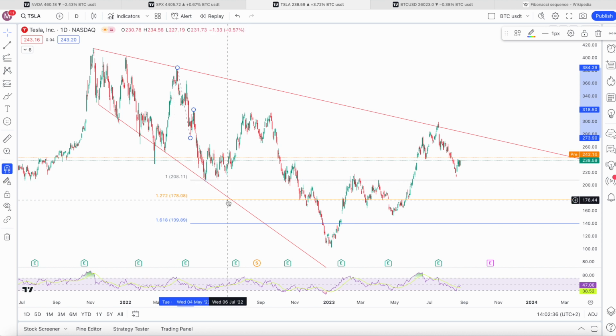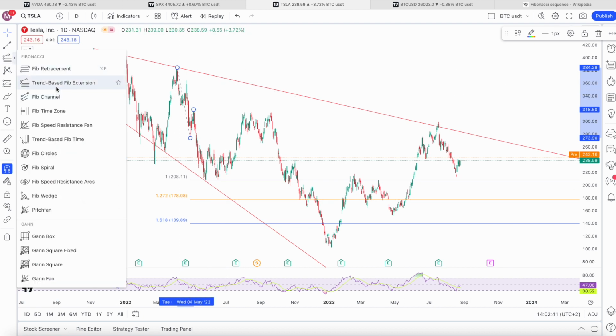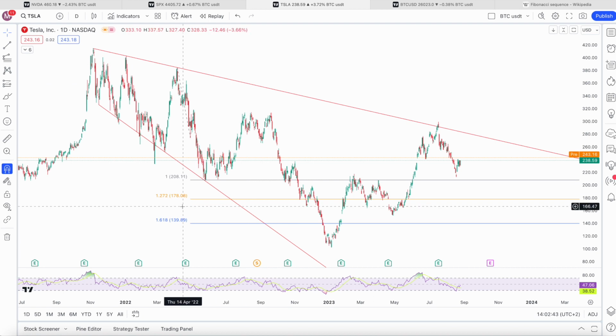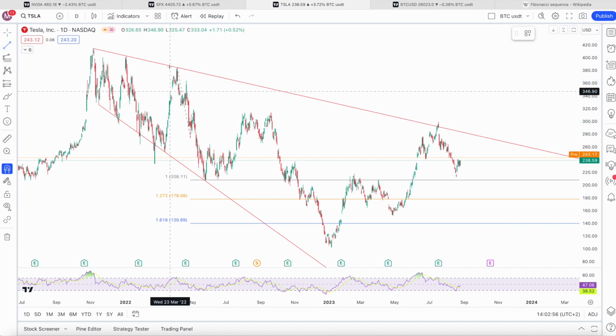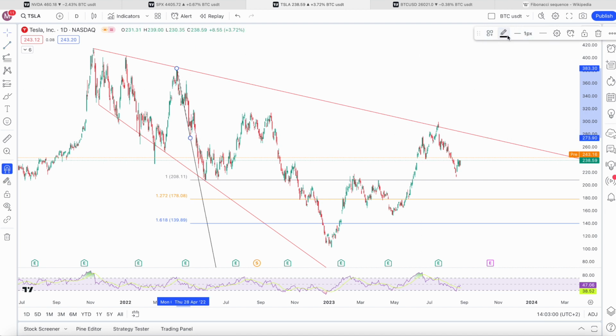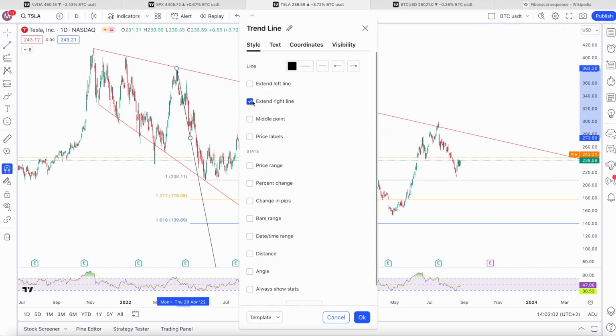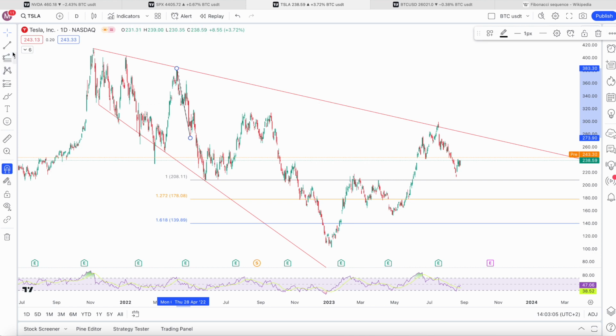Now, of course, I will explain to you how it works. So using this trend-based fib extension, I only use those 3 numbers: the 1 fib, 1.272, which is the square root of 1.618, and 1.618, which is the golden ratio. And how it works is that here you have the first leg. Okay, let me maybe show it to you. Here you have the first leg. Then you have a retracement.